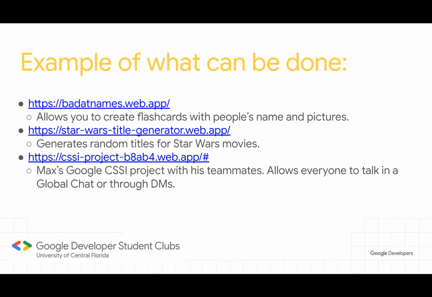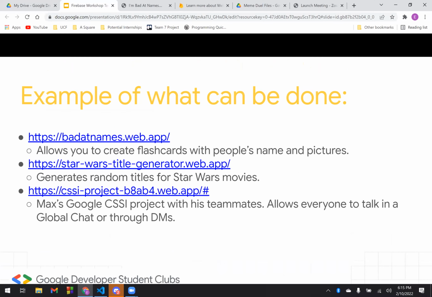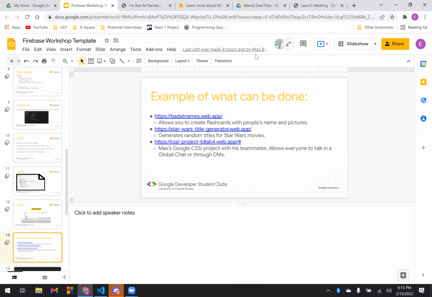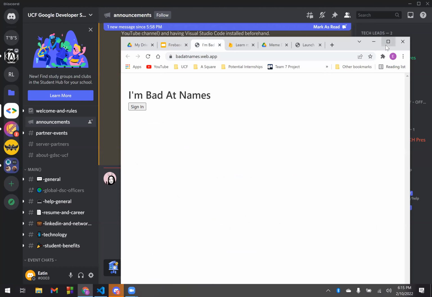Next, I'm going to hop into a few examples of what's possible through Google Firebase. The first example is a web app called Bad at Names. This is kind of like a mini Quizlet with flashcards, and you're able to upload a URL of a picture of someone, label it with a name, and test yourself to see whether you can remember the name, right? Let me pop up that website real quick.